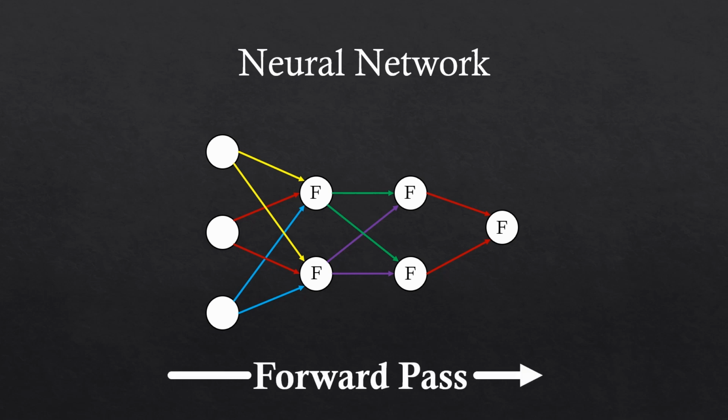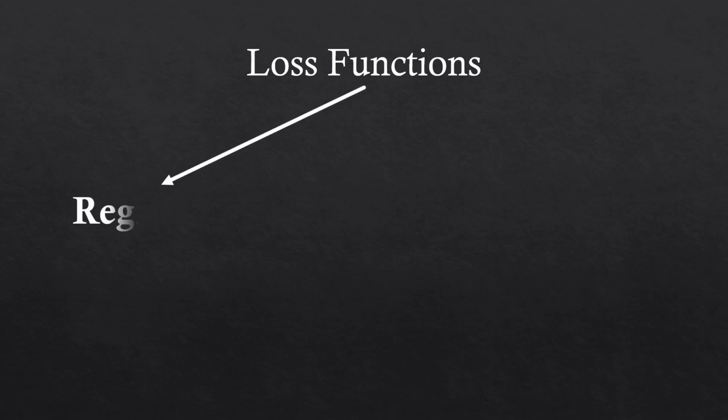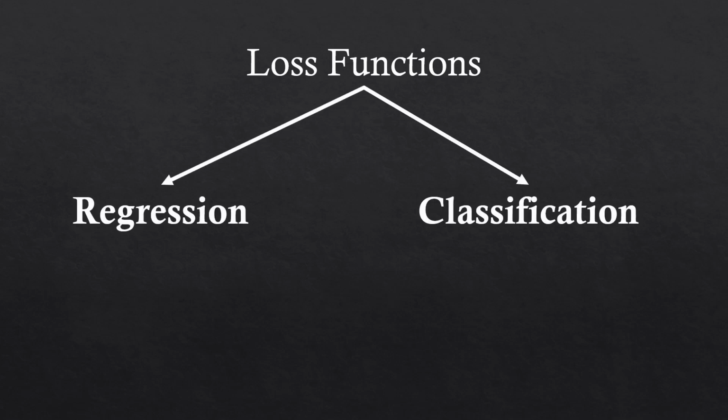The model prediction at the end is then compared to the expected output, and the error is calculated using a loss function. Now, there are different kinds of loss functions for different purposes. Two of the most common types of tasks neural networks are used for are regression and classification. Regression involves finding a function that maps the input parameters to the output parameters. For example, linear regression, where we try to fit a line to a set of data. In these tasks, the mean squared error is a commonly used loss function.